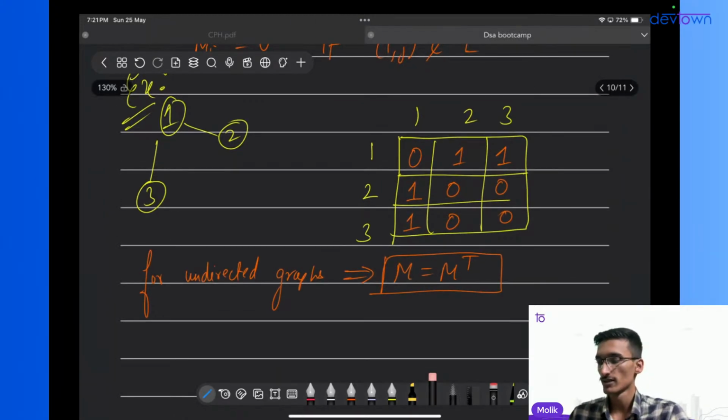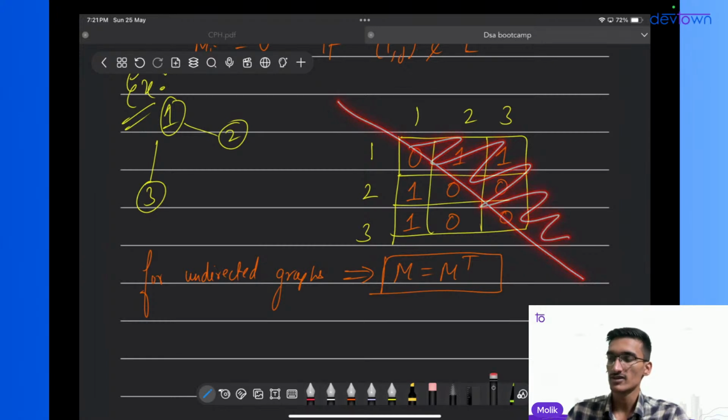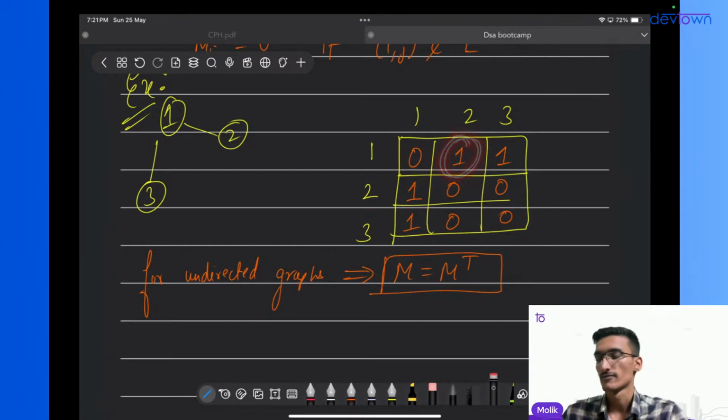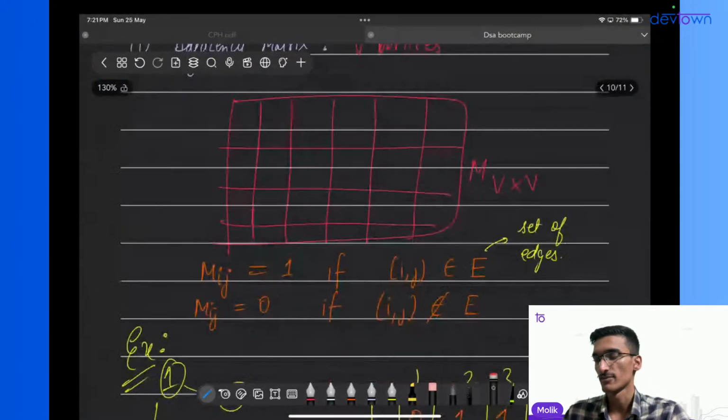So transpose means that this matrix is going to be symmetric along this line. The part which lies here should be equal to the part which lies here. The reason behind this is that these things are equivalent: one connected with two and two connected with one mean the same in an undirected graph. So this is how you represent a graph using an adjacency matrix.